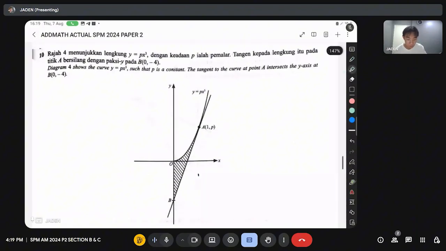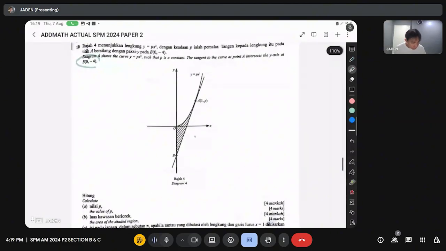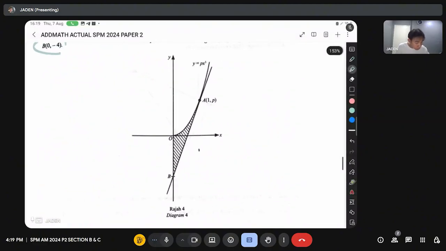Diagram 4 shows the curve y equals px cubed such that p is a constant. The tangent to the curve at point A intersects the y-axis at B (0, -4). Okay, and let's look at question A. Calculate the value of p. So it is given the B coordinate is (0, -4).